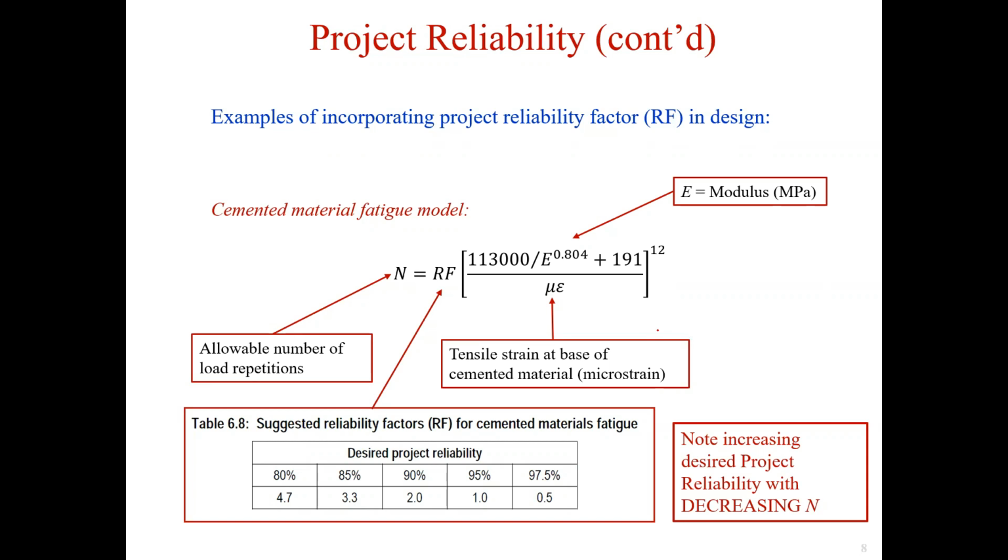In the formula, the N is the allowable number of load repetitions. E is the modulus of cemented material in megapascal. The mu epsilon is the load-induced tensile strain at the base of cemented material. The RF is the reliability factor for cemented material fatigue, which can be referred from the table.